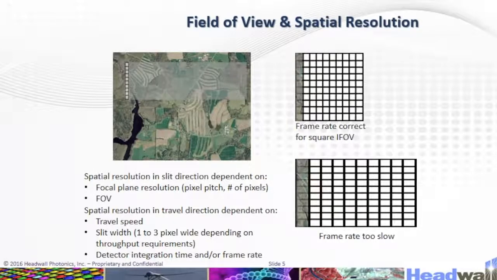Here we have field of view and spatial resolutions. You can see in the top picture that the frame rate is correct for square IFOV, and in the bottom the frame rate is too slow. Spatial resolution in the slit direction depends on focal plane resolution, pixel pitch, number of pixels, and the field of view. Spatial resolution in the travel direction depends on travel speed, slit width, 1 to 3 pixels wide depending on throughput requirements, and detector integration time or frame rate.